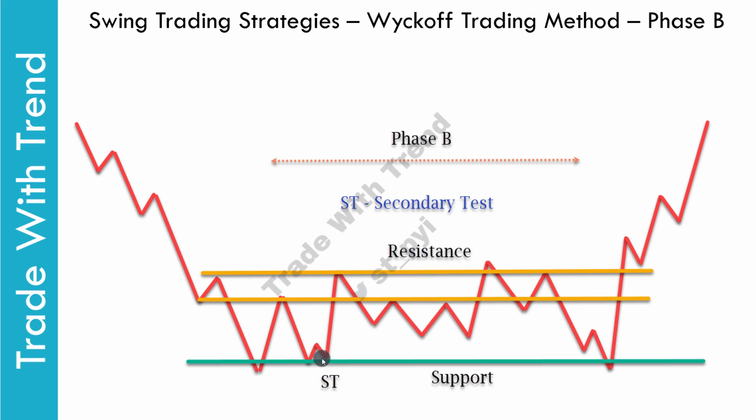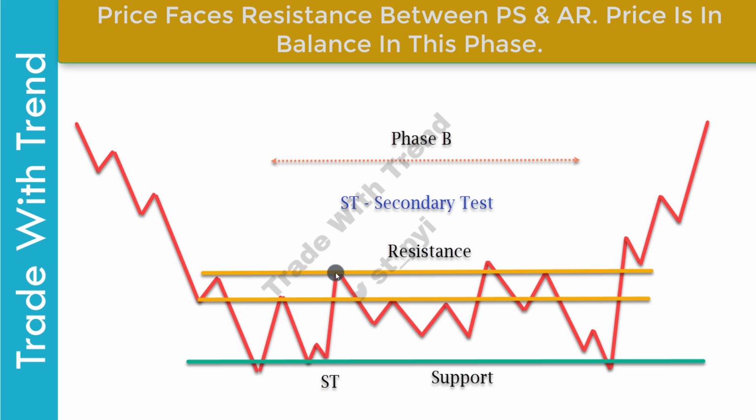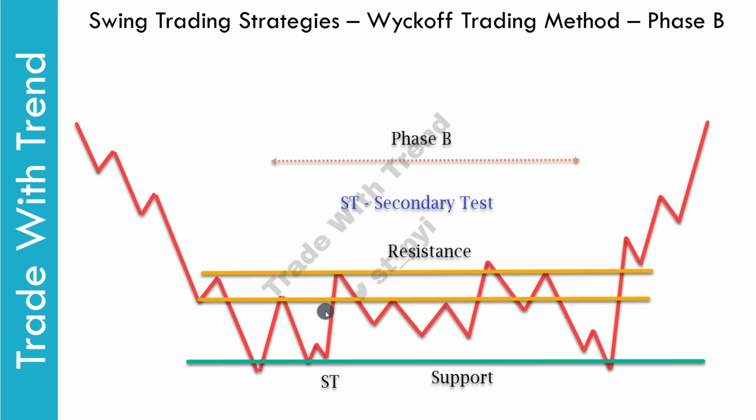During this phase B, price faces resistance near the region of preliminary support and the automatic rally phase. Now, the role of phase B is pretty significant for the overall range to develop. During this phase, price is in balance and there is equal demand and supply. As phase B plays out, volume subsides and so does the range of candles. At the start of phase B, volume is usually high along with wide range candles.